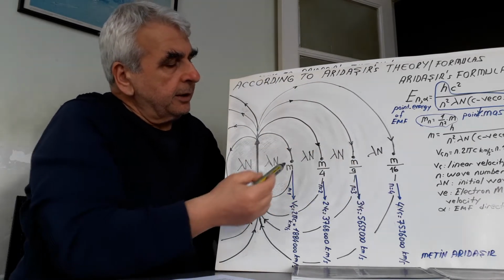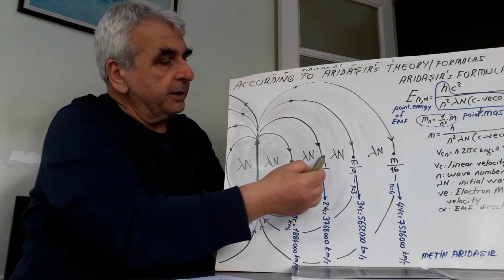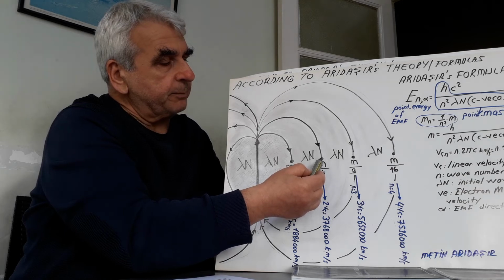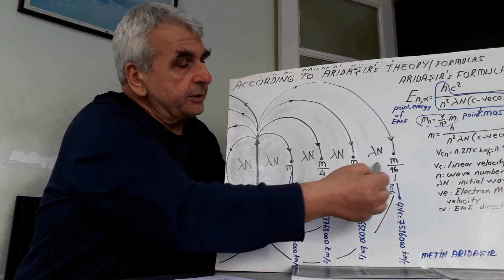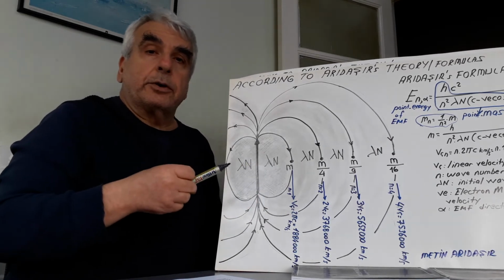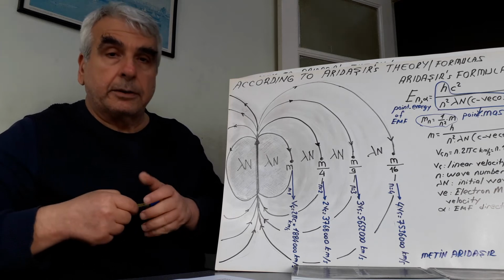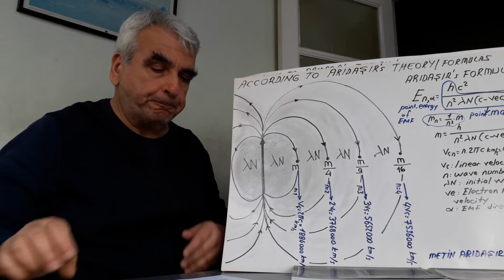Okay? This is the first cycle's photon mass, point mass. Second cycle photon mass, point mass. Inversely proportional, decreases. Photon obeys inverse square law. Okay?